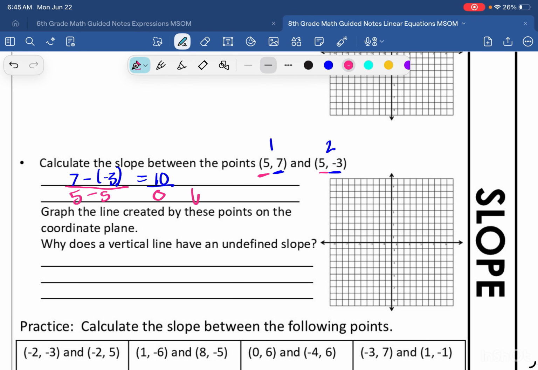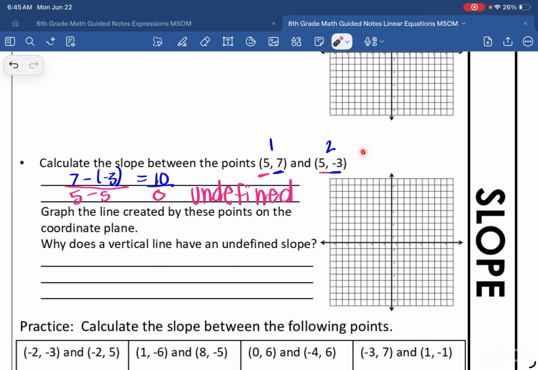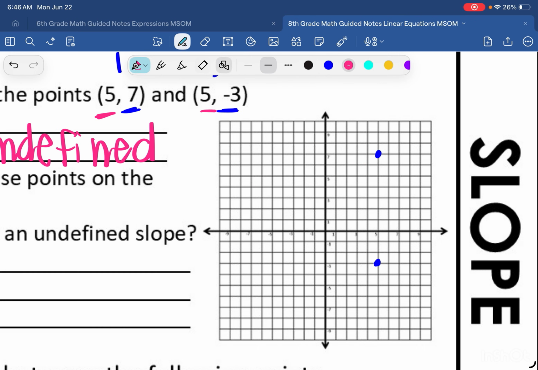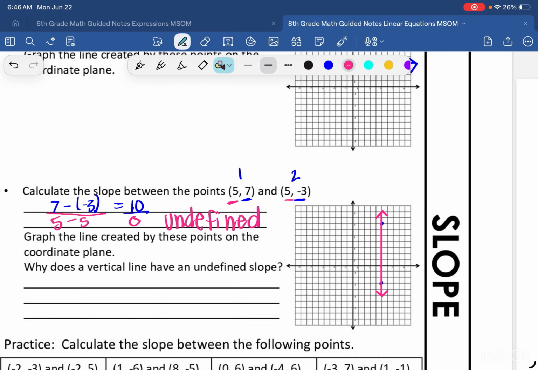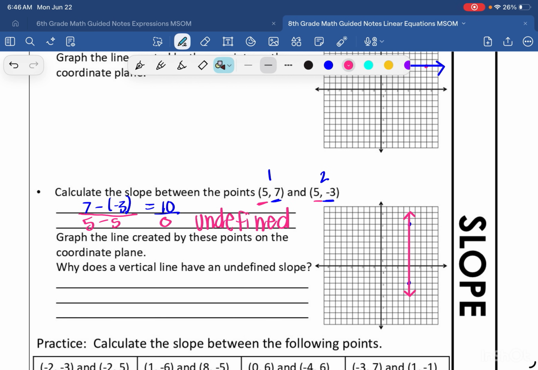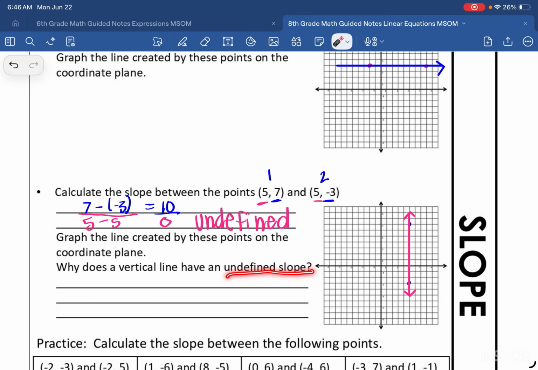That means it's undefined. So I'm going to graph these points on the line and we'll see what it looks like. So there's the points 5, 7 and 5, -3, and I'm going to connect them to make my line. And my line is a vertical. Remember, that is my undefined slope, is a vertical line. Why does a vertical line have an undefined slope? The change in the x direction is 0. When 0 is in the denominator of the fraction, it will be undefined.